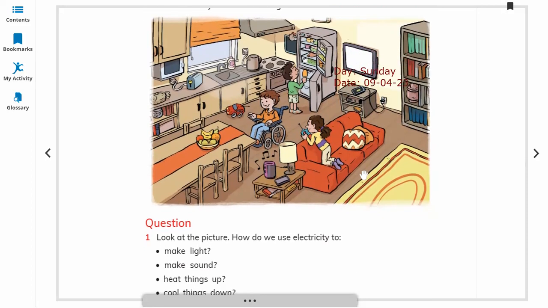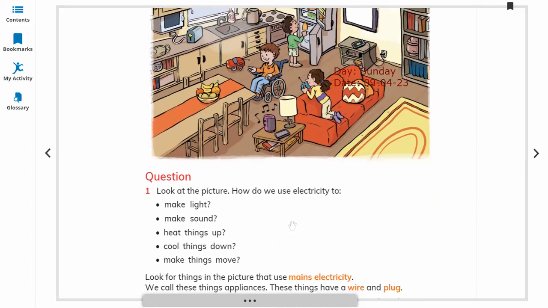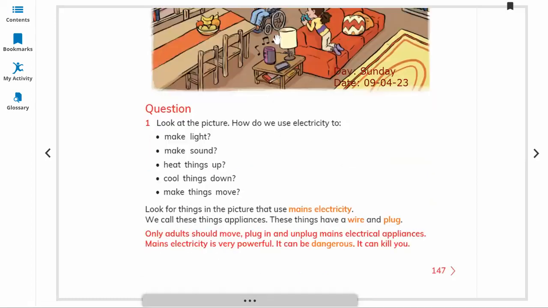Then we have a lamp. A lamp uses electricity. A tablet uses electricity, and we have a music system, or you can say a speaker, that uses electricity. Look at the picture. How do we use electricity to make light? So here is a lamp. We use electricity to make light.